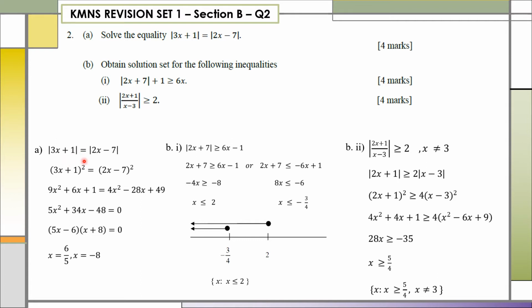So what we can do here, since both of them are in modulus form, we can square both sides to get the value of x. You will get two values of x here. Since they are both in modulus form, you don't have to check your answer. But you need to check your answer if one of the sides is not in the modulus form. So in this case, you don't have to check your answer, because both of them are in modulus.